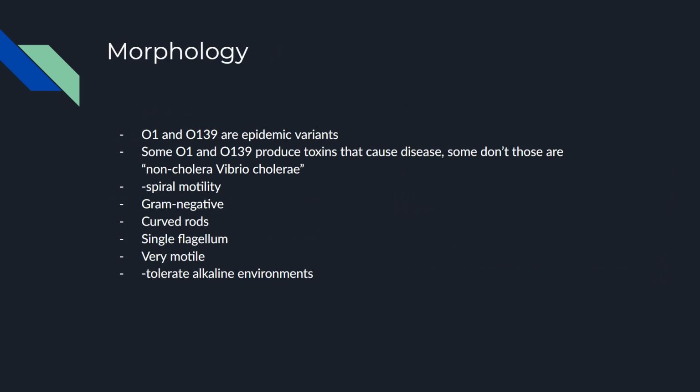So here's the morphology. O1 and O139 are epidemic variants. There are other variants too, but these are usually the ones that we care about a lot. Some O1 and O139 strains produce toxins that cause disease, but some don't cause disease, and those are what we call non-cholera Vibrio cholerae. Some characteristics of this pathogen are that it has spiral motility, it's gram-negative, it's got curved rods, a single flagellum, and they're usually very motile. They also tend to tolerate alkaline environments, which I'll elaborate on in the next slide.